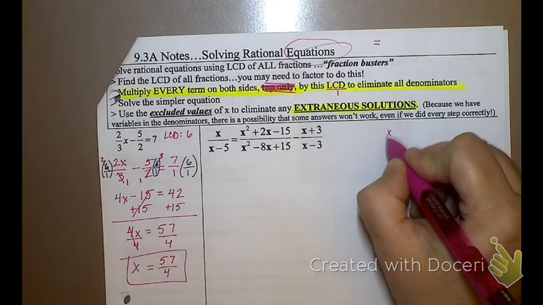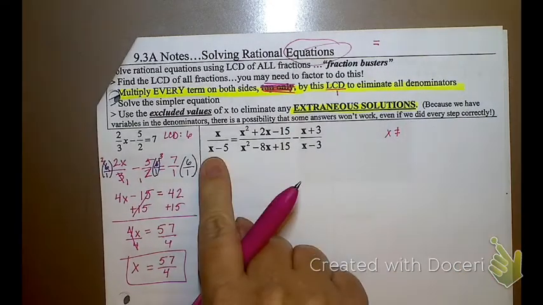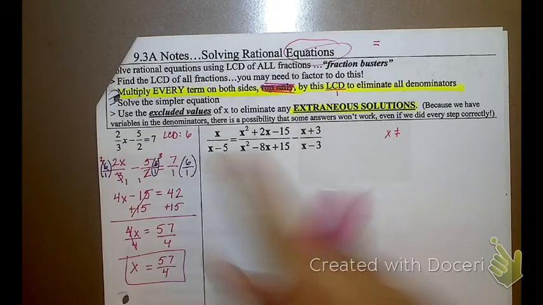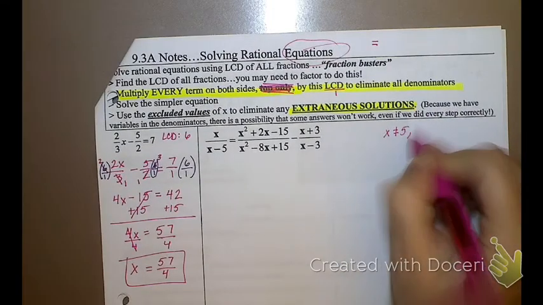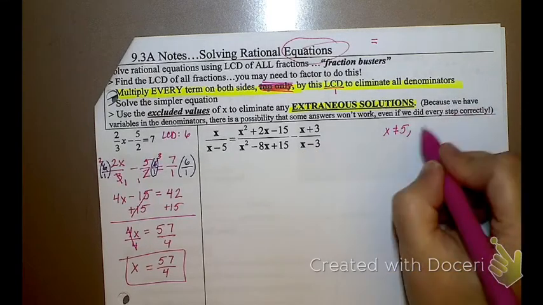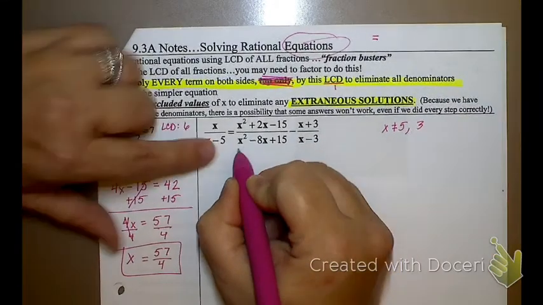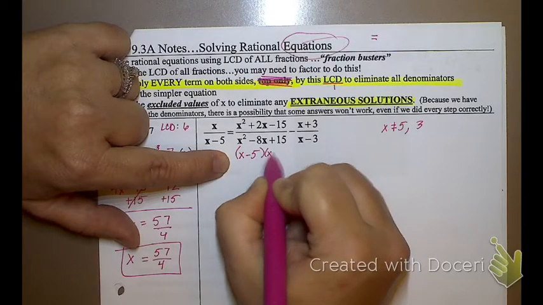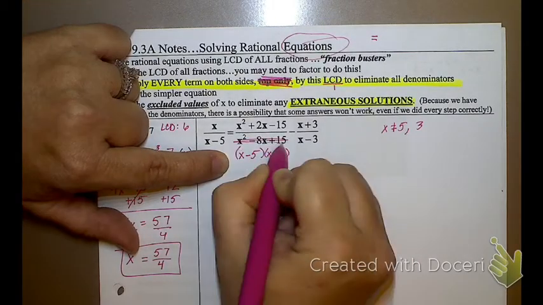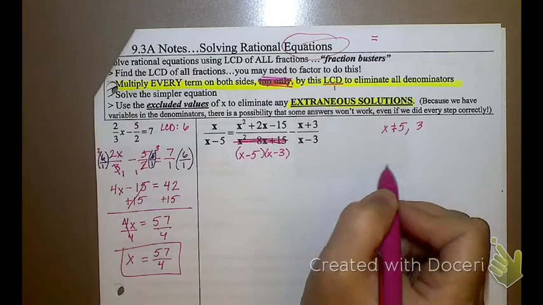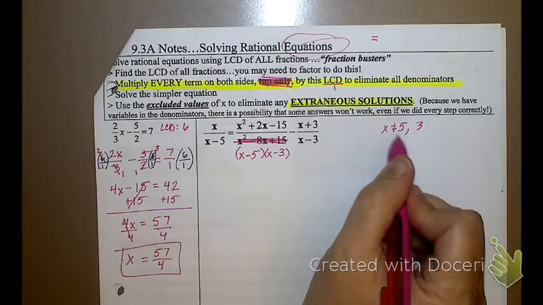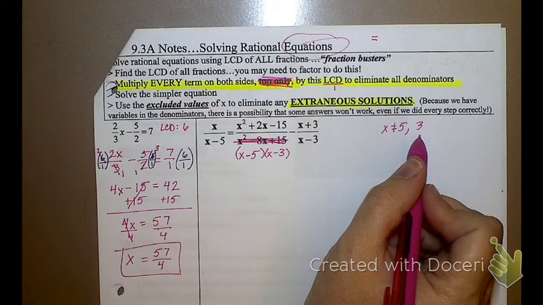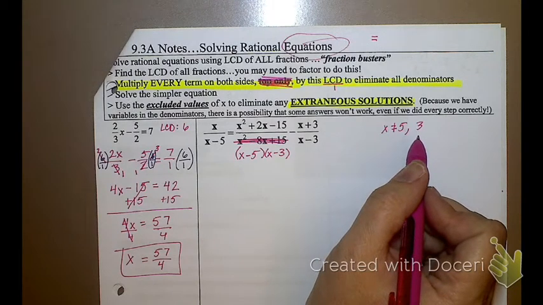So for example, just right off the bat, I can tell x cannot equal 5, or 3. X cannot equal 3. And if I factor this one, I think this factors into x minus 5 and x minus 3. So does that give me any more that it can't be? No. So far, I can't have 3 or 5 as an answer. Or 0. 0 can be an answer.